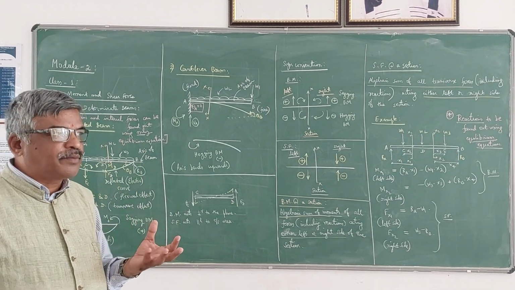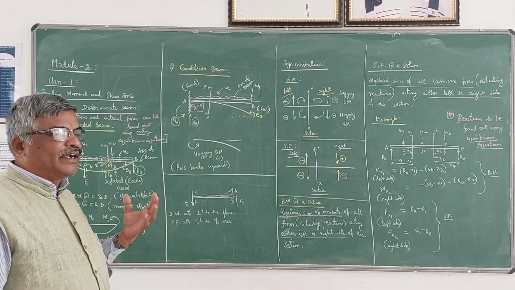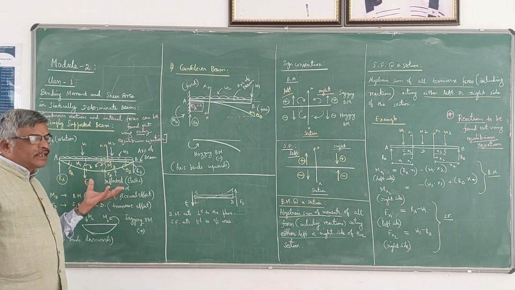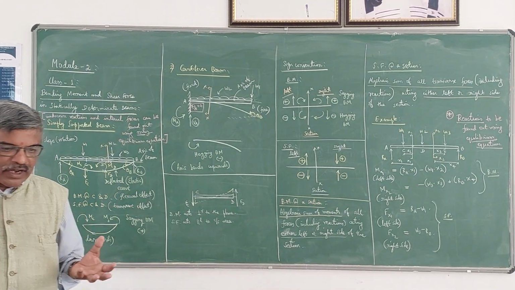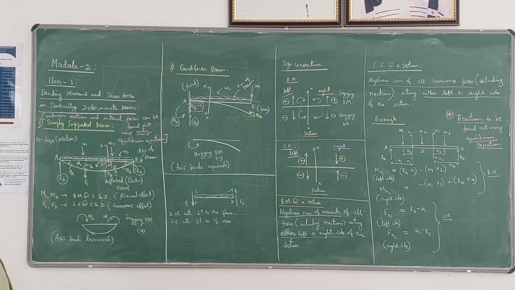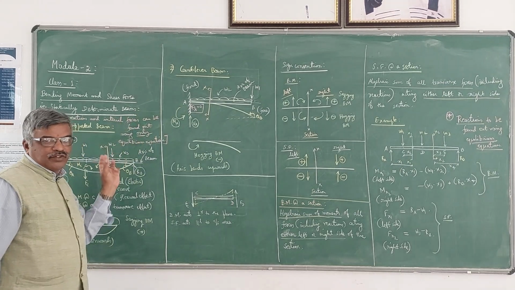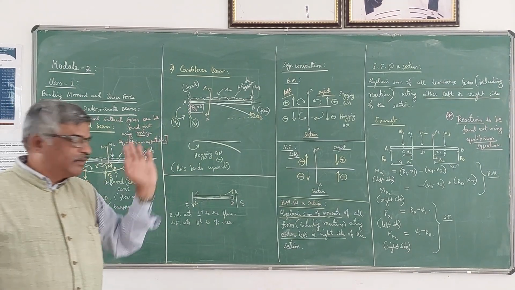Such types of structures are called statically determinate structures, and of course here in this module we are discussing only beams, statically determinate beams. In that, mainly we are going to have 2 types: one is the simply supported beam, another is the cantilever beam.